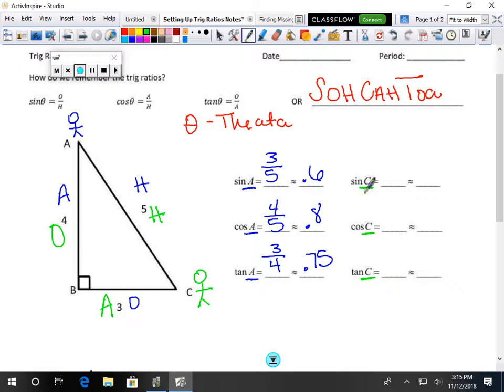If I'm looking at sine of angle C, sine is opposite over hypotenuse, so sine of angle C would be 4 over 5. Cosine from angle C, adjacent over hypotenuse, would be 3 over 5. And then tangent of angle C, opposite over adjacent, would be 4 over 3. We already know that 4 over 5 is 0.8, 3 over 5 is 0.6, and 4 over 3, when you change that to a decimal, is 1.33.